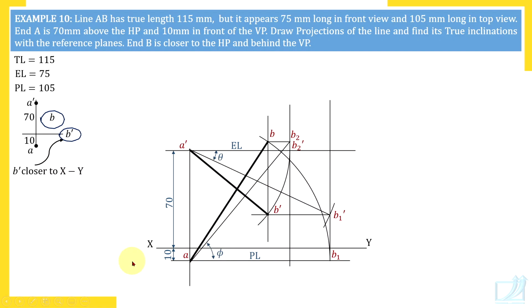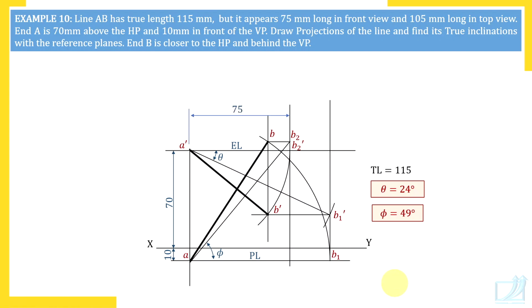Now write these answers outside the diagram. And as usual, you should write true length outside the diagram. So true length is 115. Theta, this angle, is 24 degrees. And phi, this angle, is 49 degrees. 75 millimeter distance, it is EL, and PL 105 millimeter. All given dimensions you should insert properly in your diagram. So this is how your diagram will appear on drawing paper.